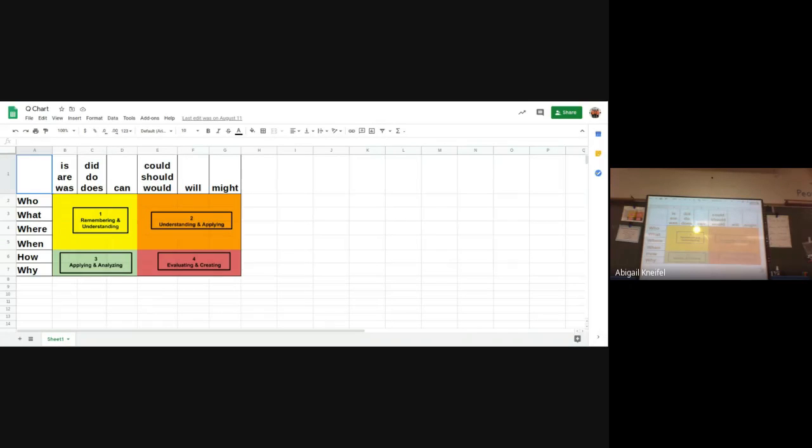So your answer is going to be different, but your quadrant will be the same. When might you have seen a play? We talked about this yesterday, so.